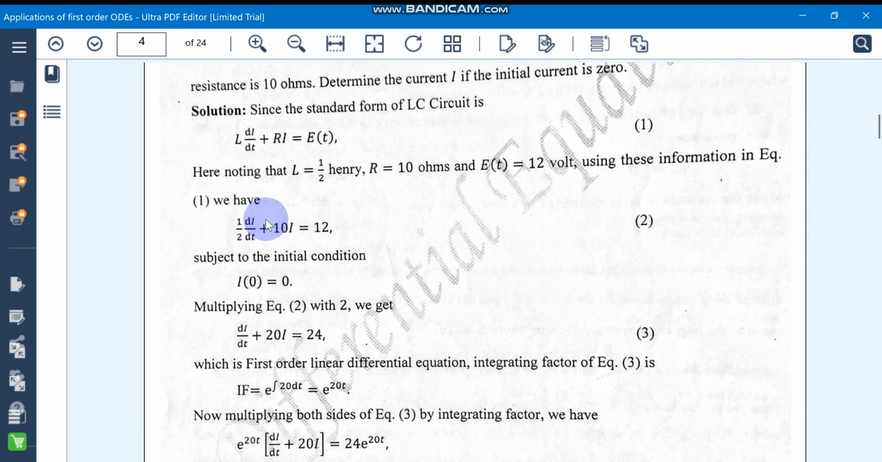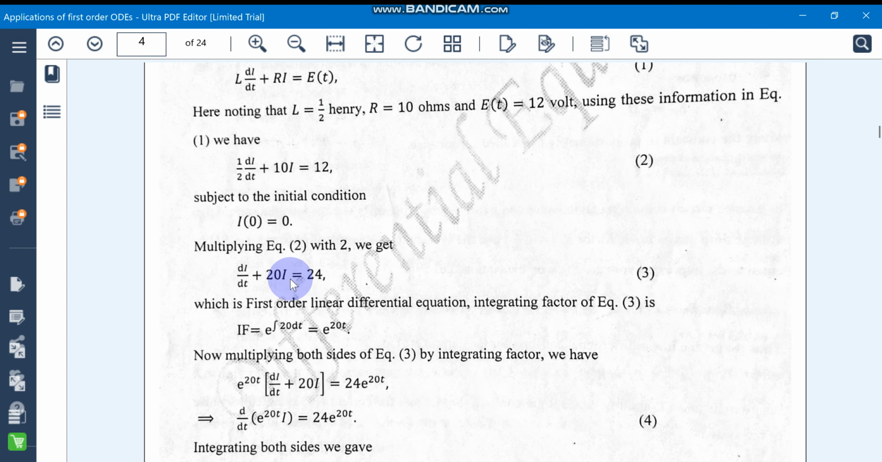Now this initial condition I of 0 is equal to 0, from if the initial current is 0, meaning that if t is equal to 0 the current is 0. Now this is a linear differential equation but not in the standard form. To bring it to standard form, if we multiply by 2, the coefficient of di by dt becomes 1. So di by dt plus 20I is equal to 24.